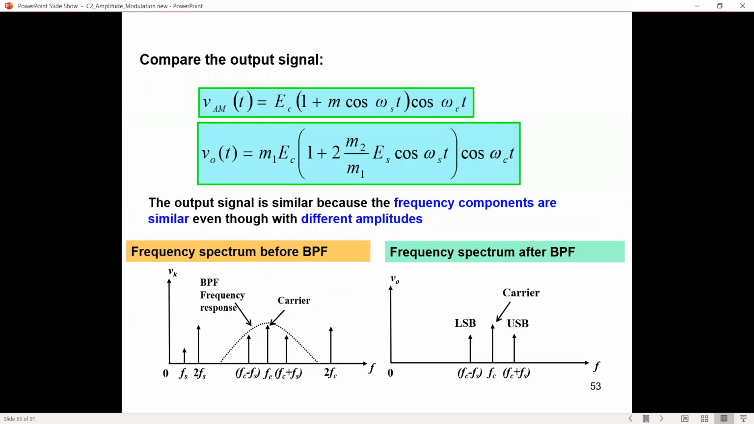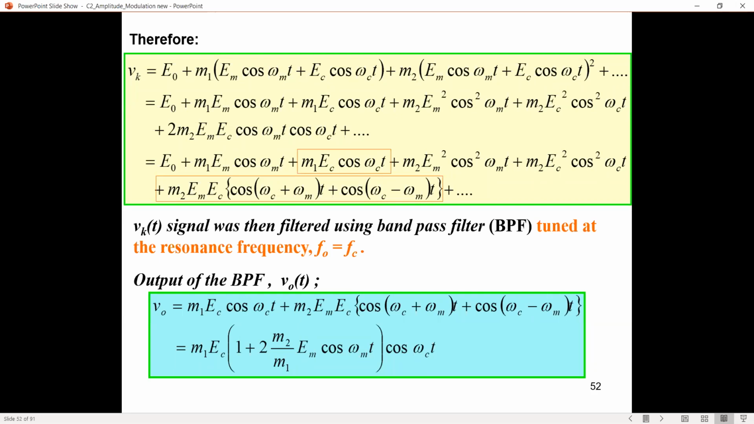Doctor, what about the cos squared ω_C t term on the most right-hand side? Yes, this is 2 FM, 2 FC. These are the higher frequencies.